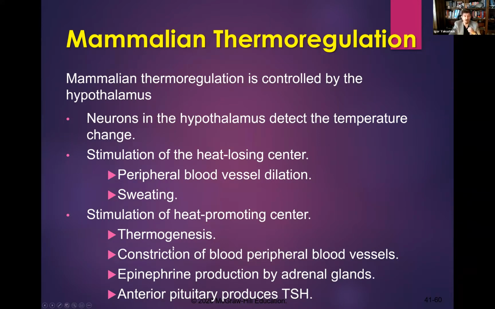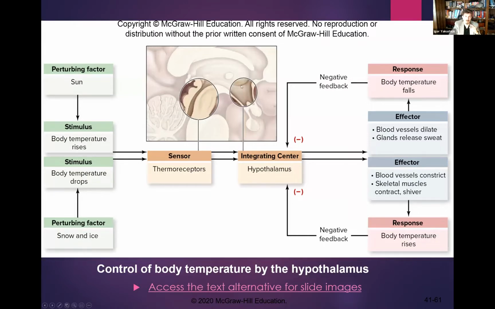Thermogenesis, creation of the heat. How? Contract the muscles, shivering. Constriction of the blood vessels, we were talking about that. Epinephrine will be produced by the adrenal glands to make sure that the heart is beating a little bit faster, and so on and so forth. All right, so here we have some of those particular things. And again, hypothalamus is a very important part, tiny little bit, and then there will be a pituitary gland, and we'll talk about that when we discuss the endocrine system. So in this particular case, again, all of that is negative feedback control. All right. So that's basically it for that part of the lecture.